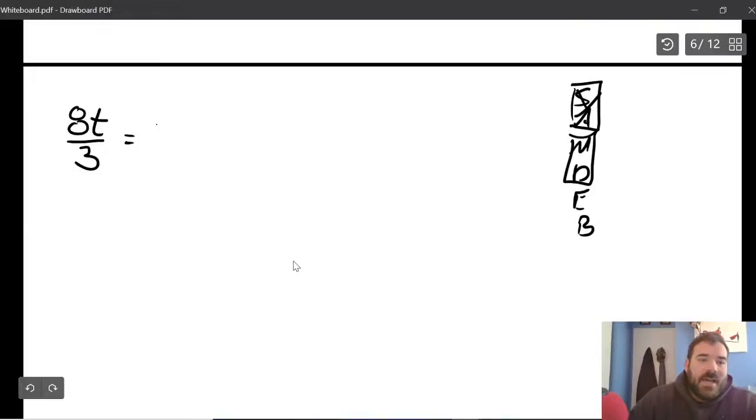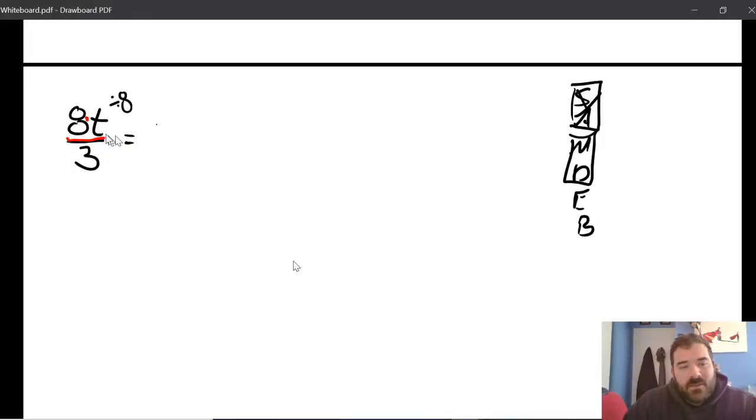So right now, I just have this t, and this t is being multiplied by 8 and divided by 3. And because they're both either division or multiplication, I can deal with them in any order I want. So let's just say I'm going to deal with that multiplication of 8 first. So this is t being multiplied by 8. So the opposite of multiplying by 8 is dividing by 8.